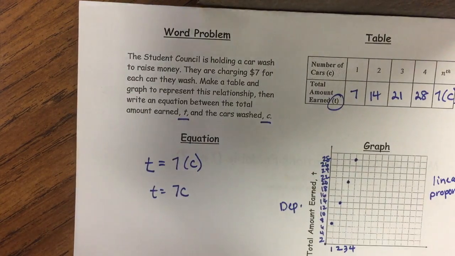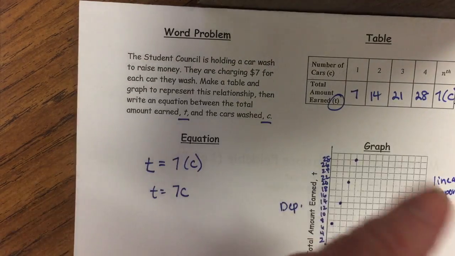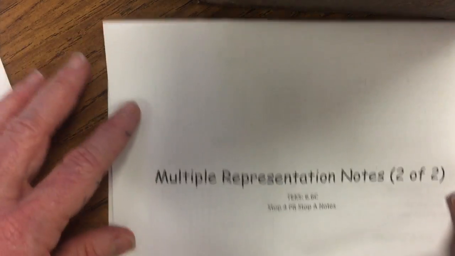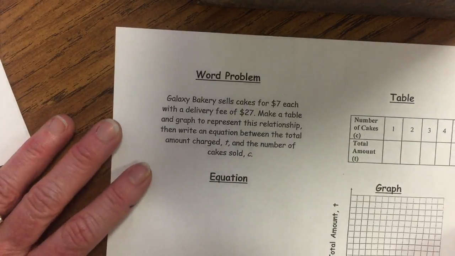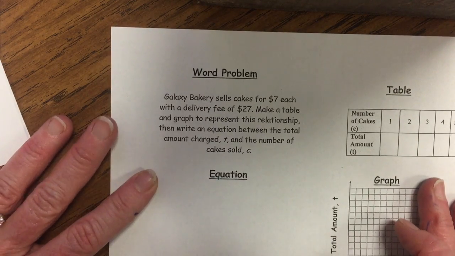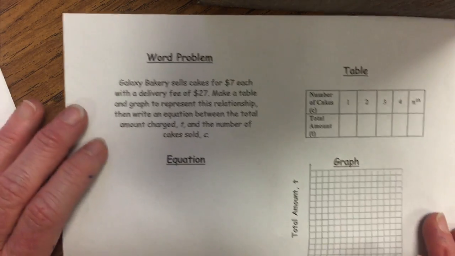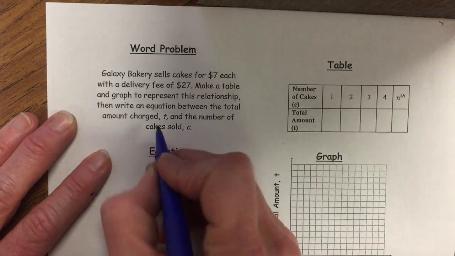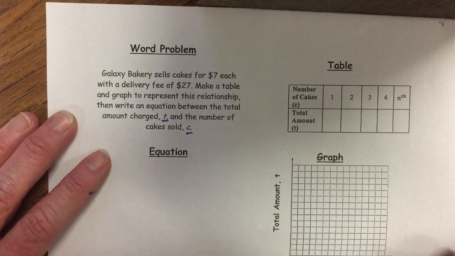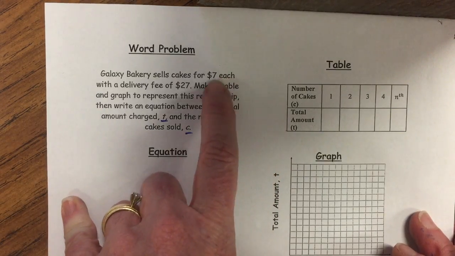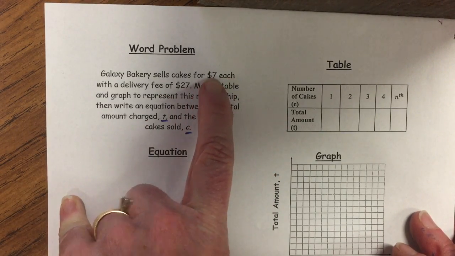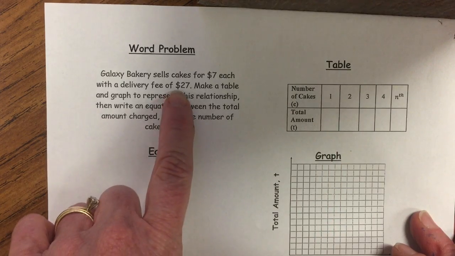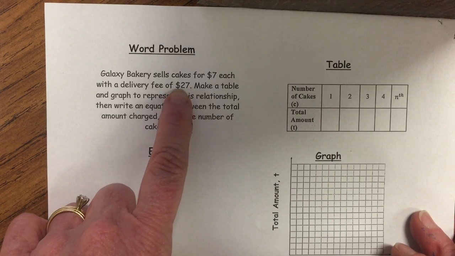All right, look at the next one. So this is multiple representations, right? Part 2. Galaxy Bakery sells cakes for $7 each with a delivery fee of $27. Make a table and then a graph and then write an equation. All right, this time I'm using t and c as my variables. So this time it's not just $7 per cake. I'm also going to have to be adding a fee.